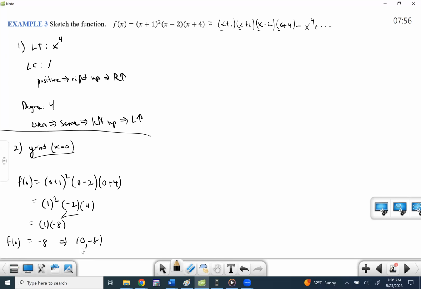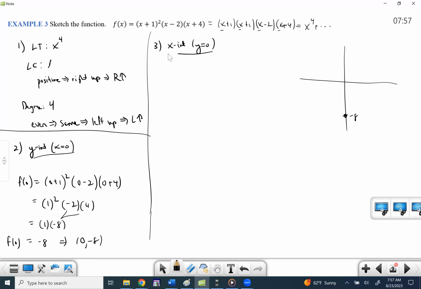So I'm going to start sketching some things. So let's pretend this is -8. We know we have a point right there. All right, now let's go ahead and get our step 3, x-intercepts. So we know for x-intercepts, we let y be 0, in other words, f of x. So we're going to substitute a 0 in right there, and we're going to find all of our zeros.